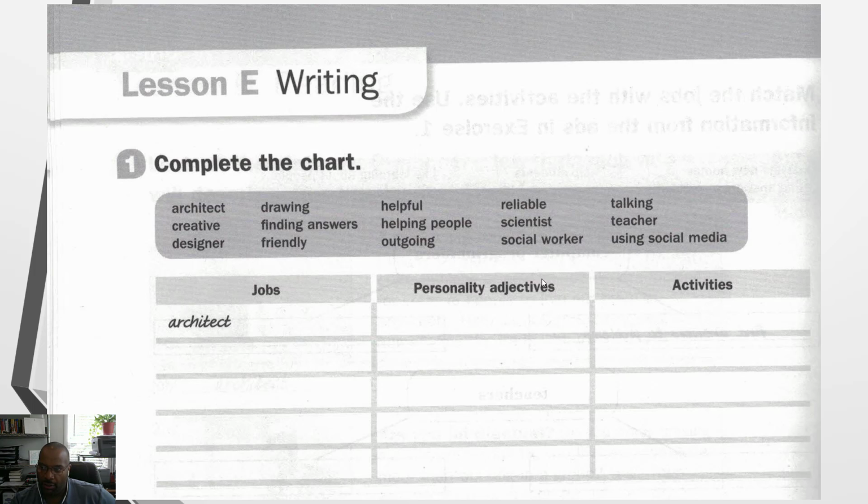Before we can complete this chart, let's look at the words in our word bank here. We have some words and we have some phrases. Let's look at each one. First word is architect. Next word is creative. Next word is designer. Drawing. The next one is a phrase: finding answers. Then we have friendly.